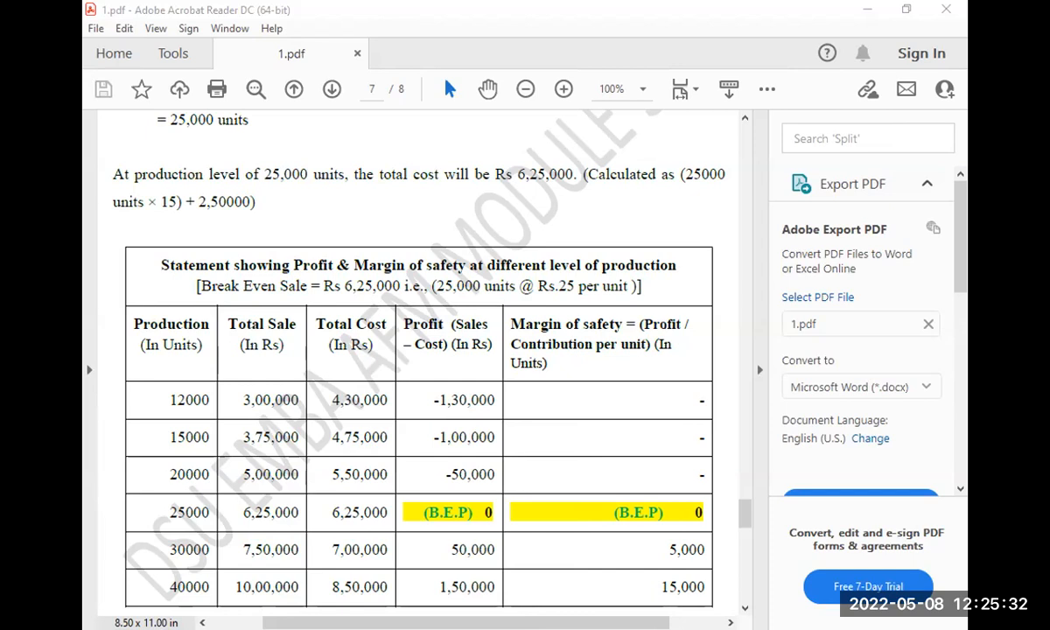Like this, there are so many questions in this file. You can just go through this. Answers are there.